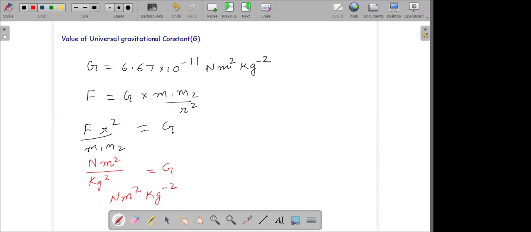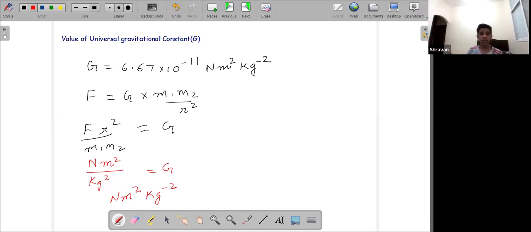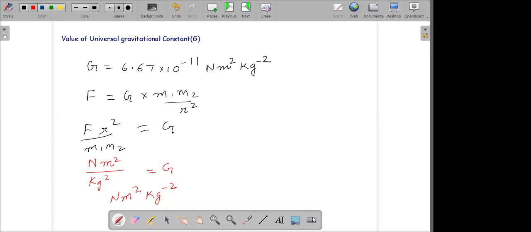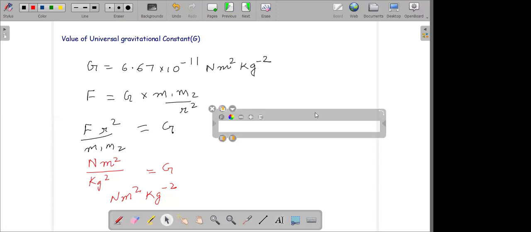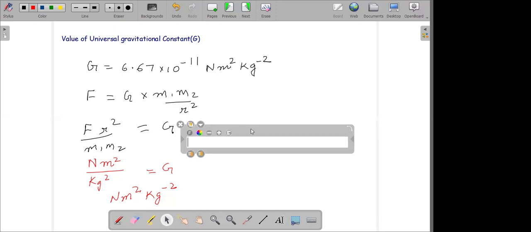Shravan, did you get it? Yes, sir. Okay. So Shravan, what is the value of this universal gravitational constant? 6.67 into 10 raised to the power minus 11. Okay. Now a quick question. Let's see if you are able to solve this on the basis of the formula. You have everything over here.